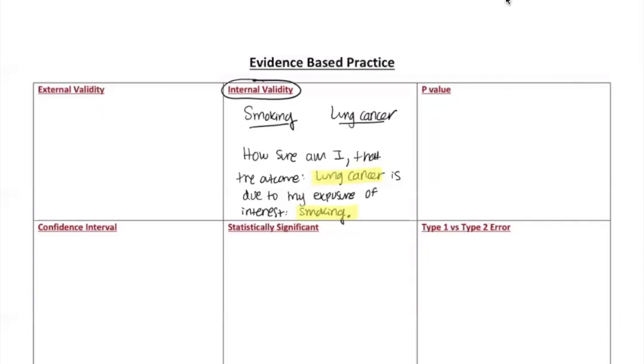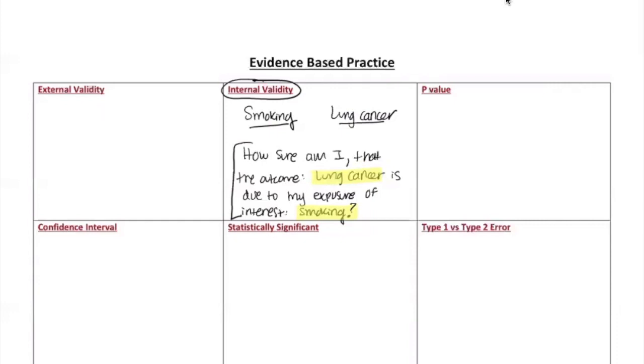And at the end of the day, what is my goal? At the end of the day, my goal is this. I want to answer this question. How sure am I that the outcome, lung cancer, is due to my exposure of interest, smoking, and not due to some other factor? So that's the general gist of what internal validity is.